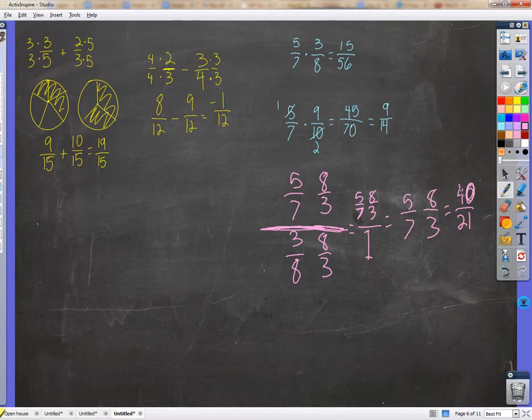So all you gotta do is reciprocate the one on the bottom, the denominator, and then just multiply. So we divide fractions, multiply by the reciprocal of the denominator.